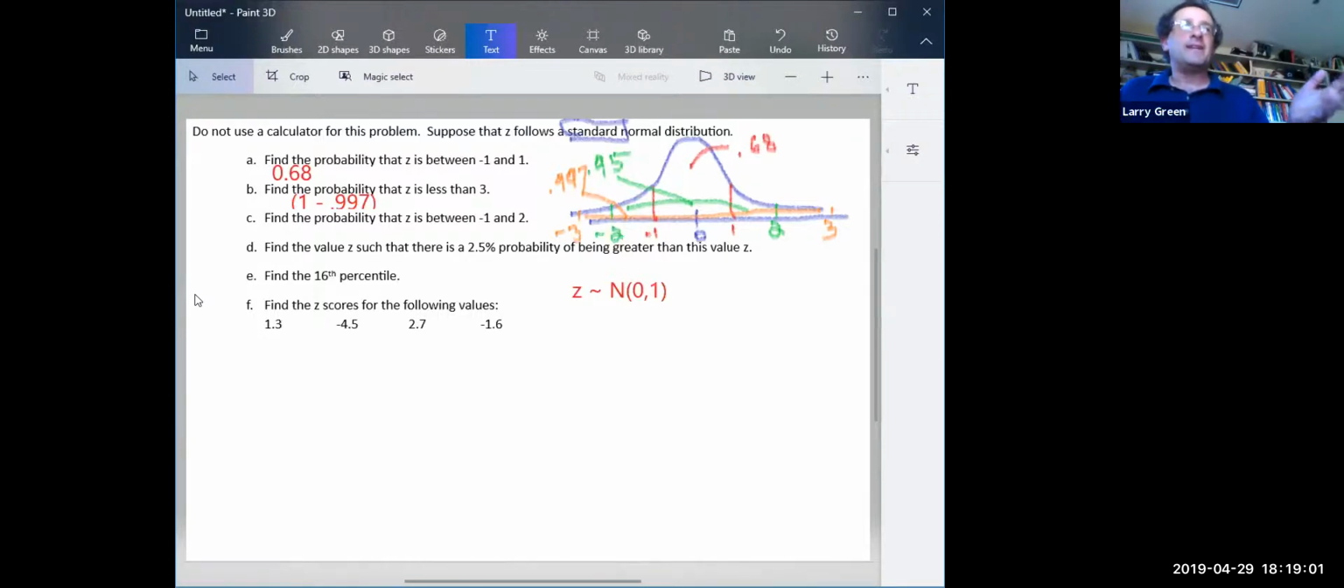What's your thought? Yeah, we divide by 2 because if both left and right together are 1 minus 0.997, then just the left is half of that because of symmetry. And the normal distribution is a symmetric curve. I tried to make my drawing as symmetric as possible. I'm a terrible artist, but you could use your imagination at least.